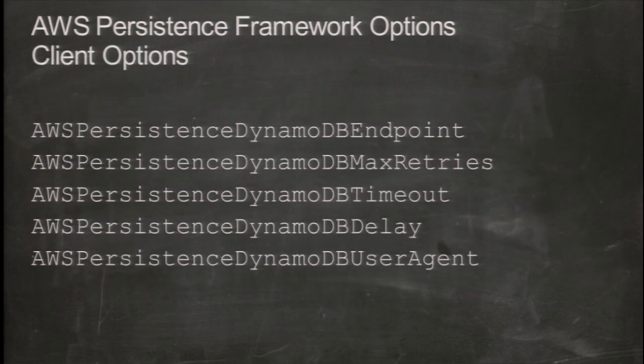Because the AWS Persistence Framework is creating a low-level client for us, there are a number of options that we don't have direct access to set. Those are the endpoint, the maximum number of retries, timeouts, et cetera. Well, we can set them via these options you see on the screen here when we create our options dictionary for the AWS Persistence Framework.